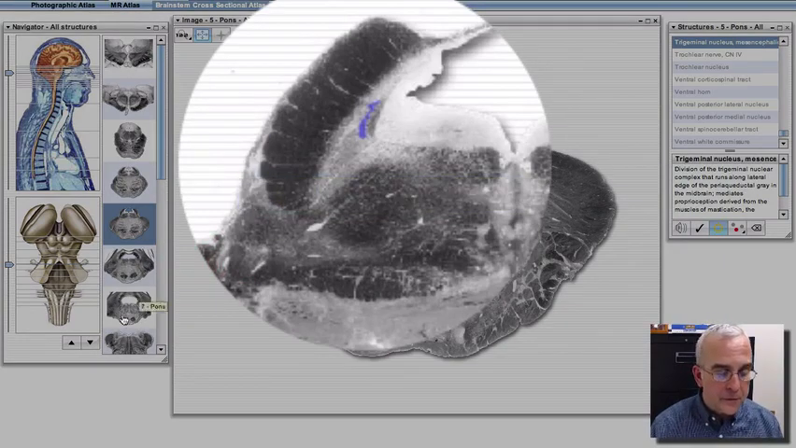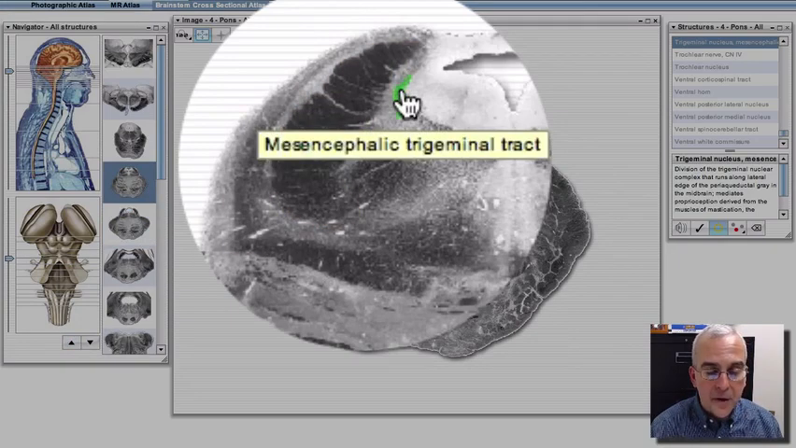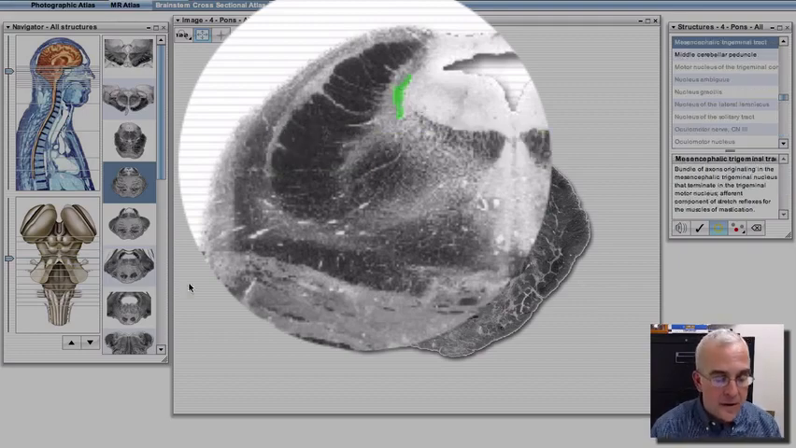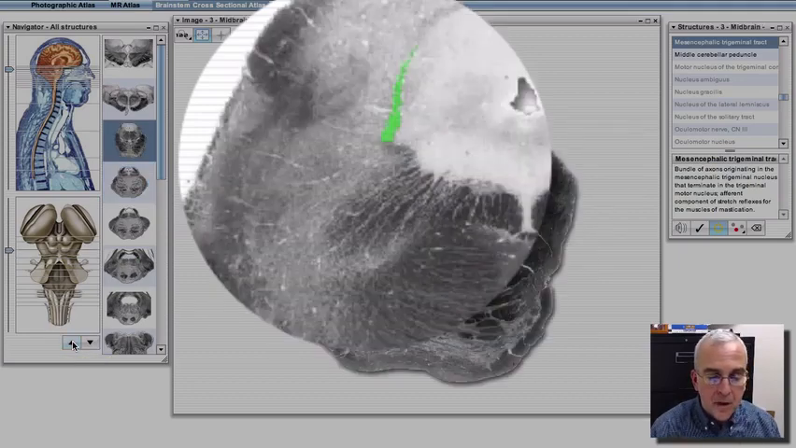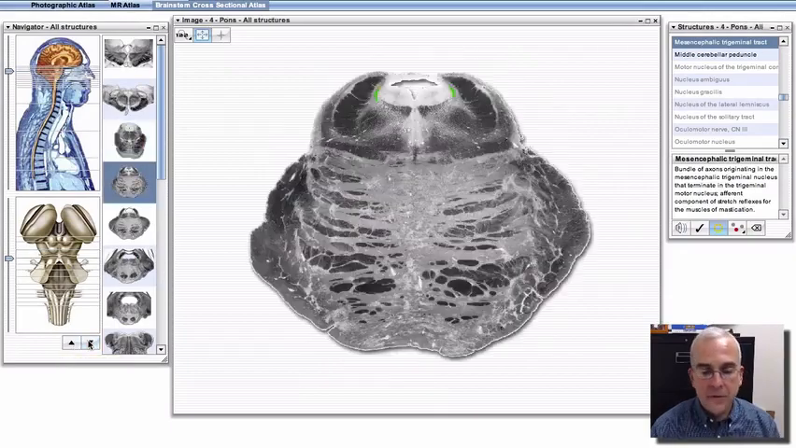So this nucleus really just trails off as a thin collection of cells that sit just medial to the tract of this nucleus, which are the axons feeding this nucleus. So right in this position is where we find these cells that give rise to the mesencephalic division of the trigeminal. Okay, well, let's get back to the trigeminal nerve.